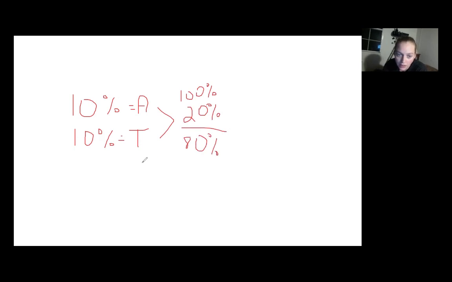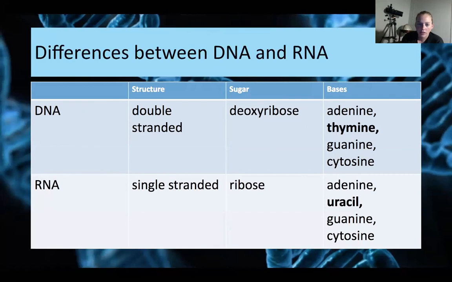Now keep in mind that not only do we have G, but we have C. So we have to be able to split this 80% in half between these two. And so if we do that, then that means that we have 40% G and 40% C, based on Chargaff's rules. And again, it's not always exact, but it is really, really close. Here's a little chart to kind of help you keep in mind the differences between DNA and RNA.